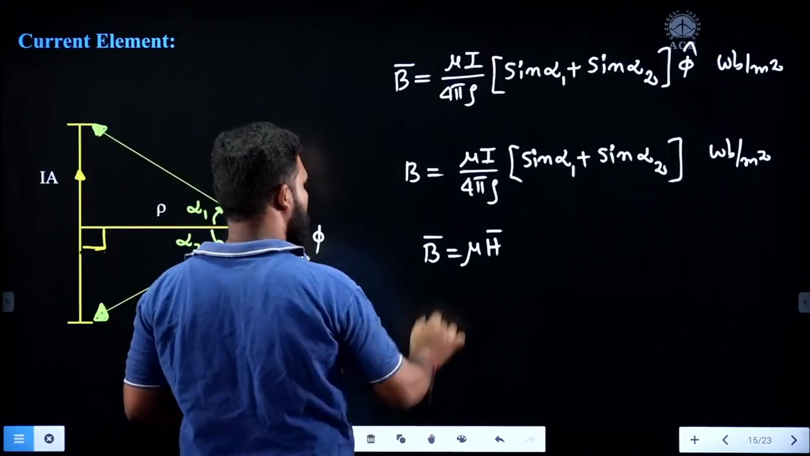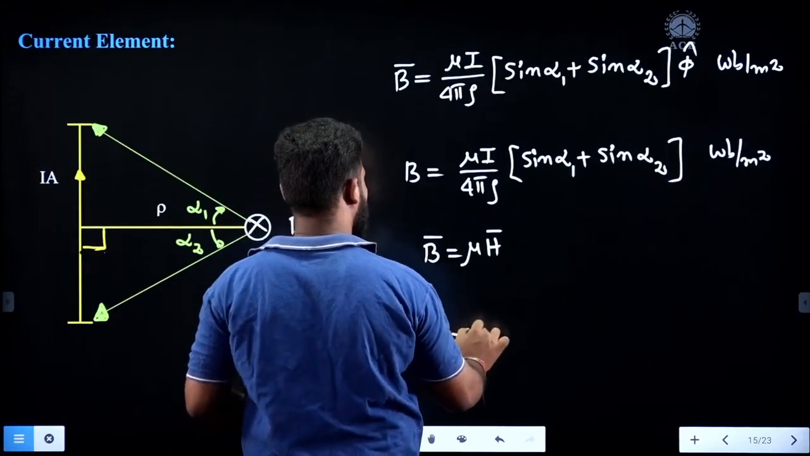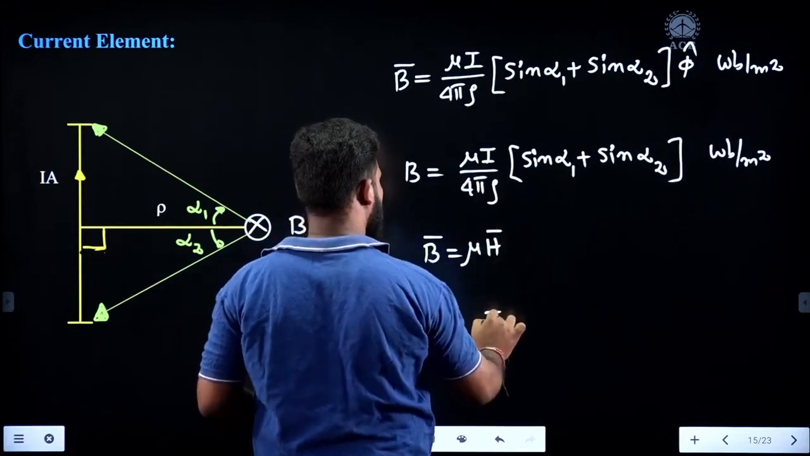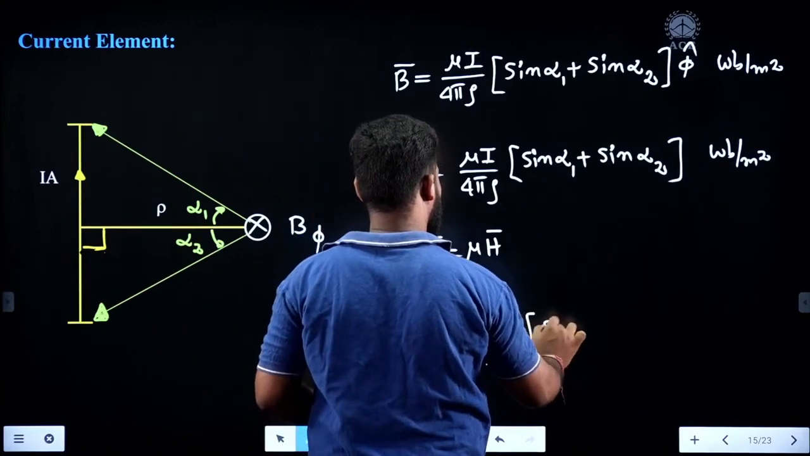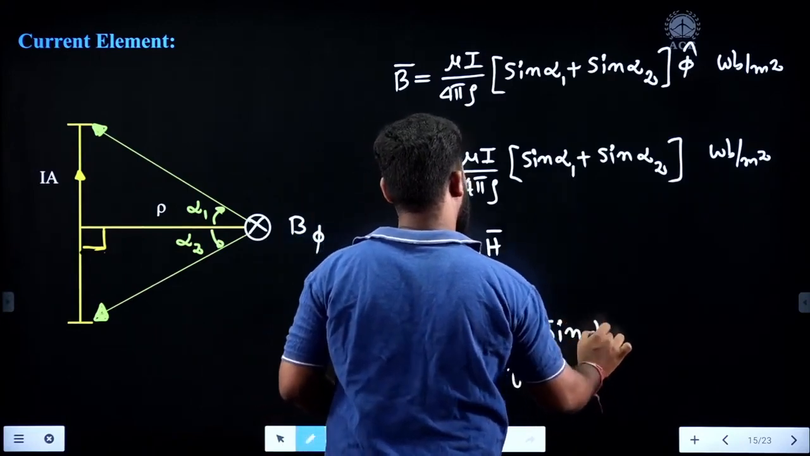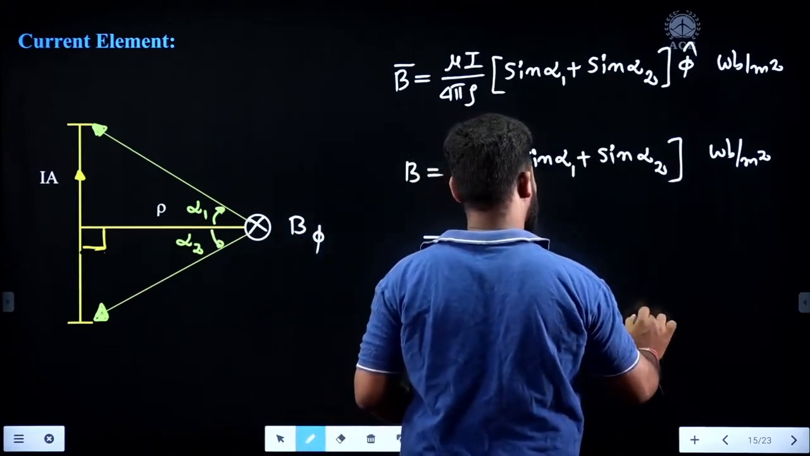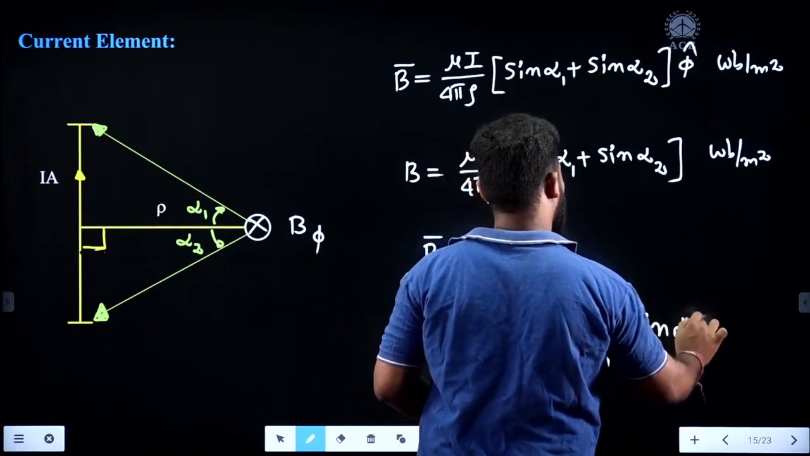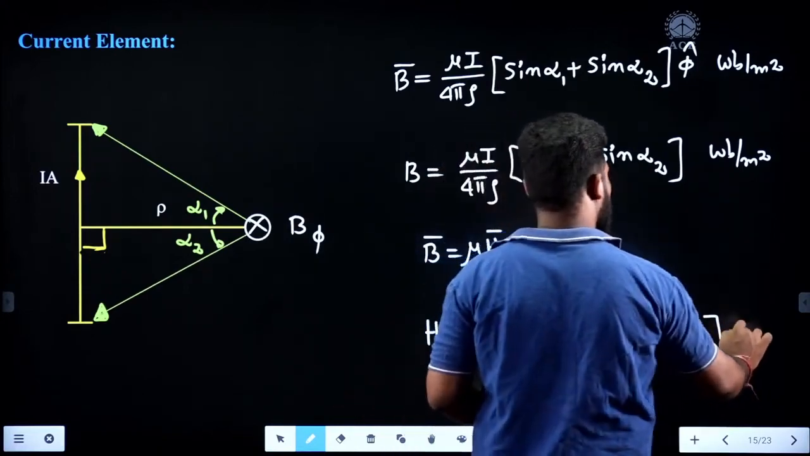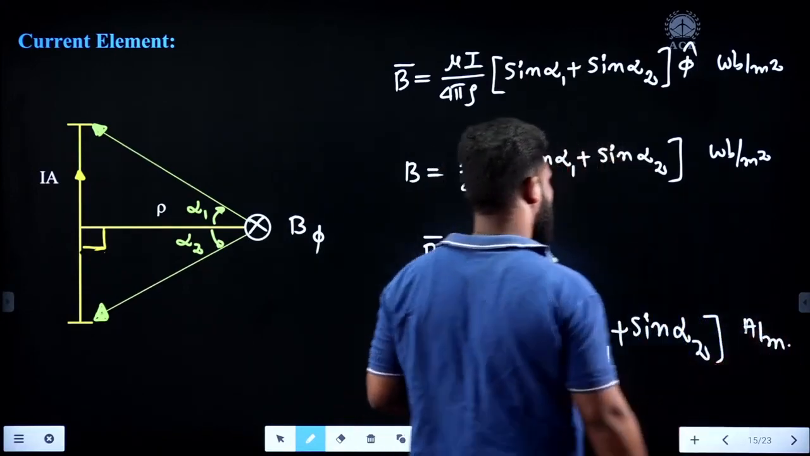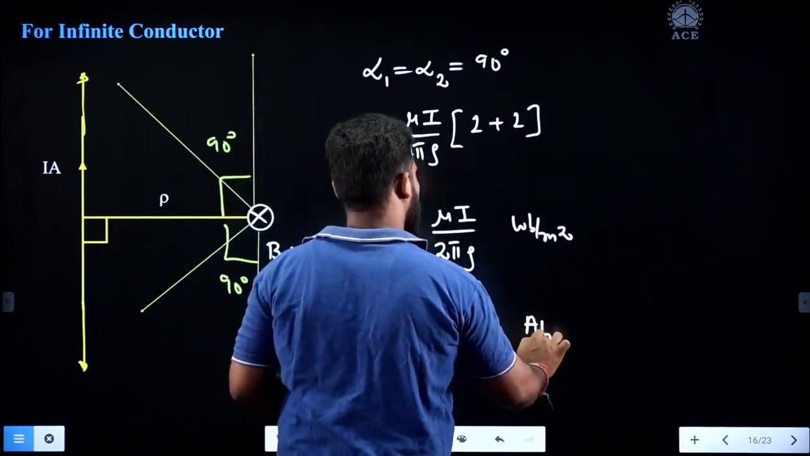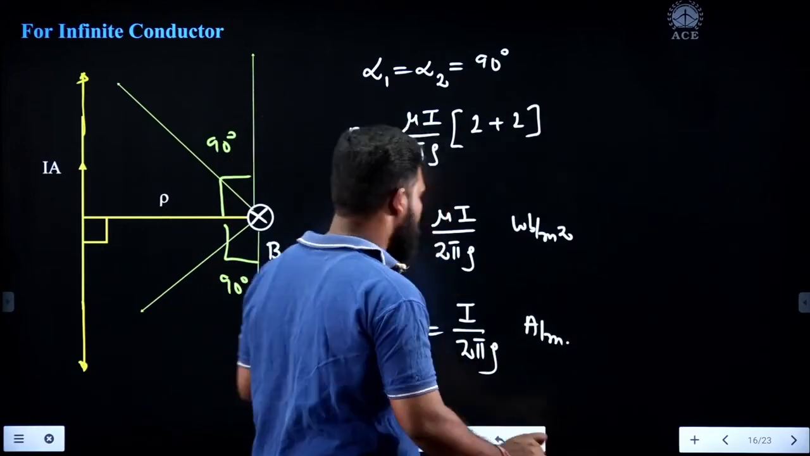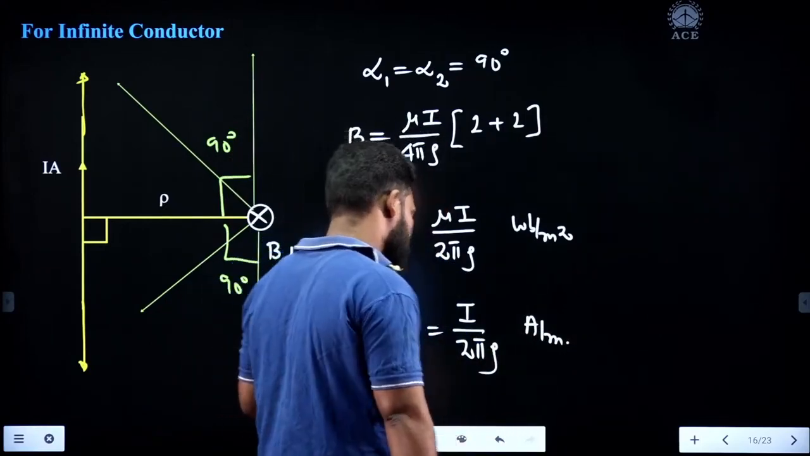In the previous one, what is the H here? H is equal to, you can just remove this mu, I by 4 pi rho into sin alpha 1 plus sin alpha 2. Units are ampere per meter. Here it is ampere per meter. Let us take, based on these formulas, how we can confidently answer the questions.